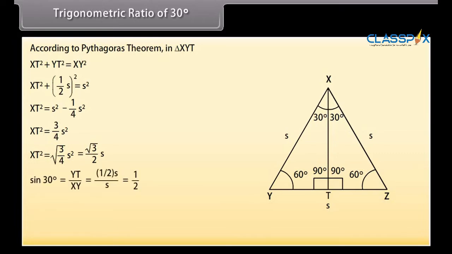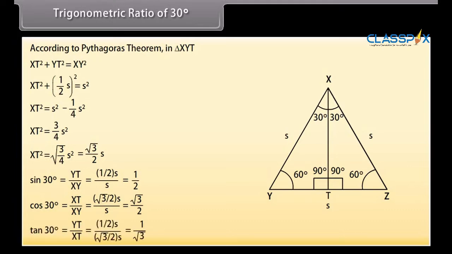Sin 30 degree is equal to YT upon XY equals 1 upon 2s upon s is equal to 1 upon 2. Cos 30 degree is equal to XT upon XY, which equals square root 3 upon 2s upon s equals square root 3 upon 2. Tan 30 degree is equal to YT upon XT equals 1 upon 2s upon square root 3 upon 2s equals 1 upon square root 3.